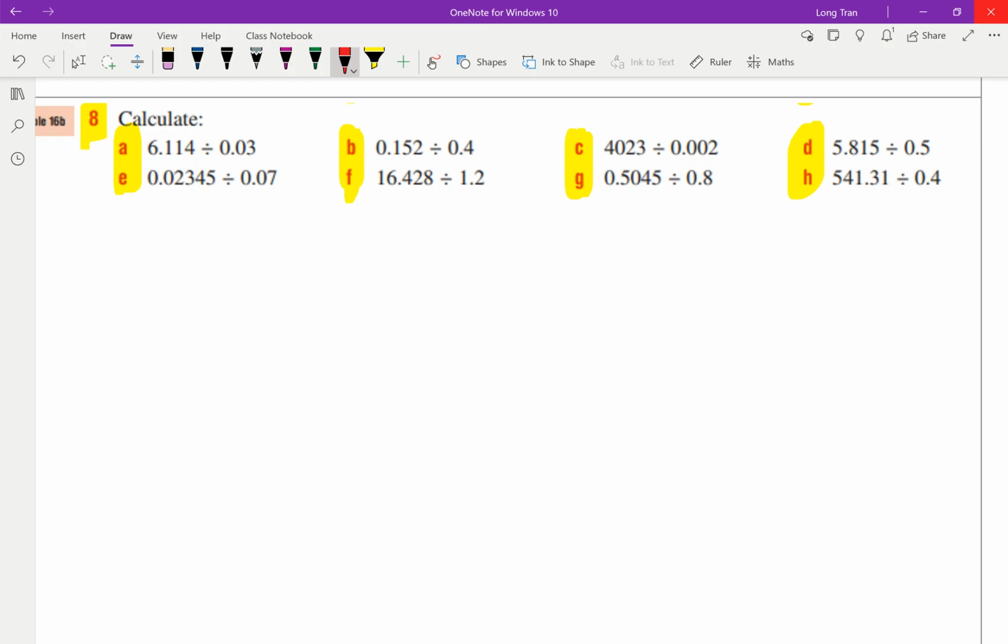Ready? Here we go. So I'm going to pick 1. Let's do B. 8b, you have 0.152 divided by 0.4. Here is the method. The method is pretty straightforward. I want you to write it as a fraction to understand why this method works and why it's different to multiplication.